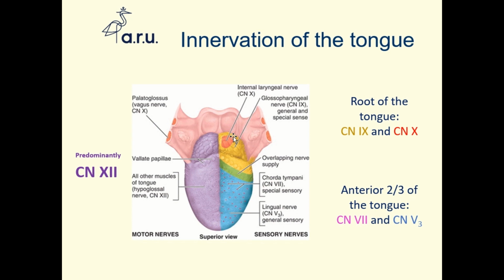In the posterior one-third of the tongue, which is the region behind the terminal sulcus, the glossopharyngeal nerve is going to do the job of carrying the general as well as the special sensory information of taste, whereas the most posterior aspect of the root of the tongue, which is very close to the oropharynx, is the region where the internal laryngeal nerve, which is a branch of the vagus nerve, is going to carry both the general sensory information as well as the special sensory information of taste from the tongue to the brain.